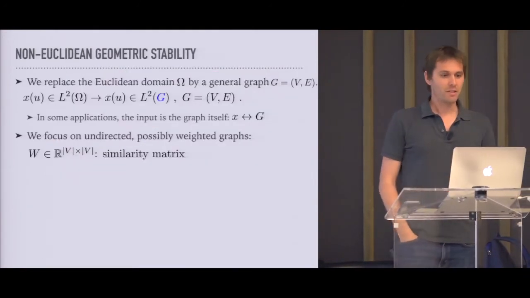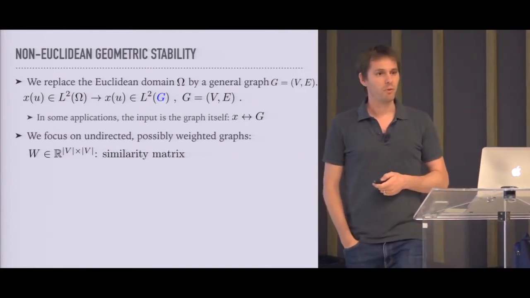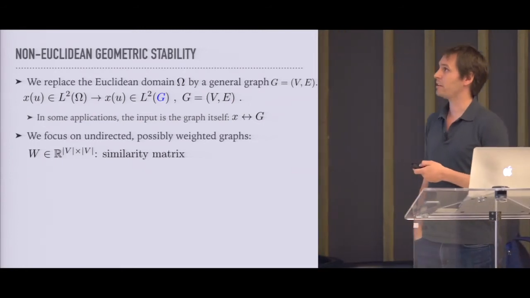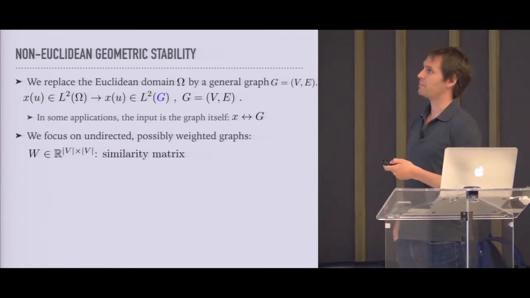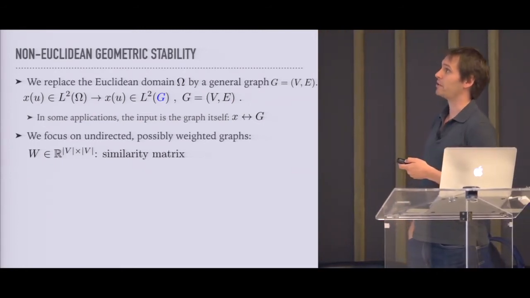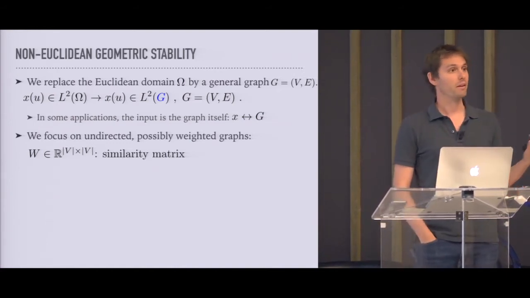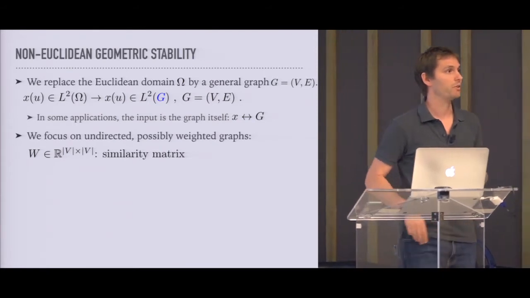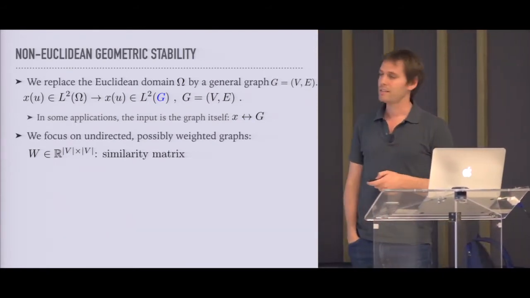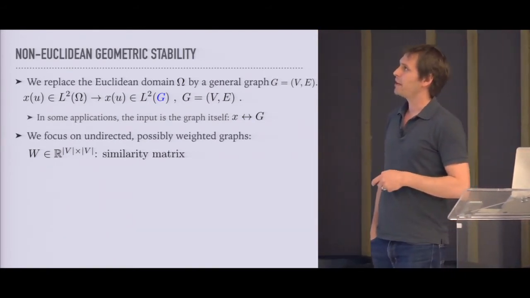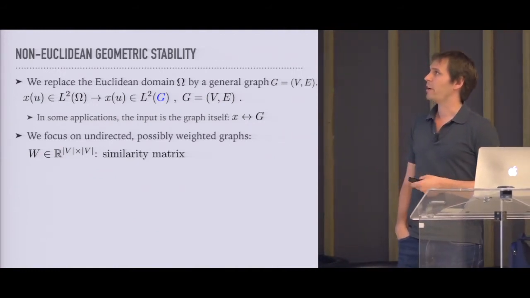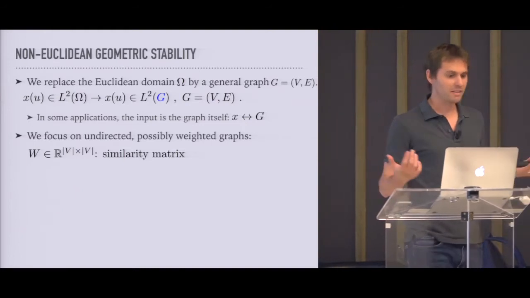Okay, but now we want to move from this Euclidean domain to a more general domain. In a sense, we change our functional space from being a functional space over a Euclidean domain to a functional space over a generic domain, and we can model generic metric domains with a graph. We'll see later a bit more detail. So now the idea is that we want to build geometric stability with respect to a non-Euclidean domain. What does this mean?